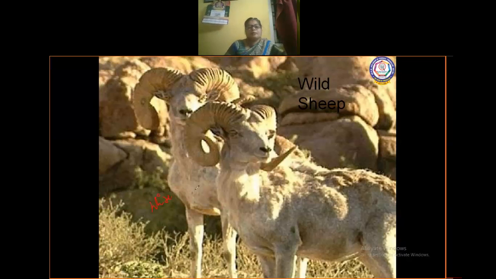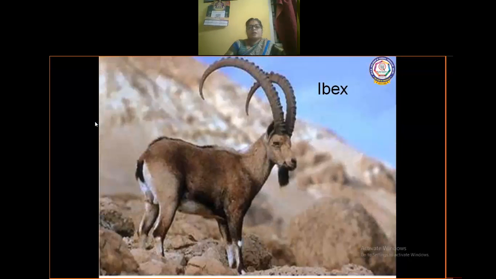How white they are. Ibex, it's like goat. So each region animal differs in its own way according to the region, climatic region. Now you're viewing the mountainous animals that live in the cold region.